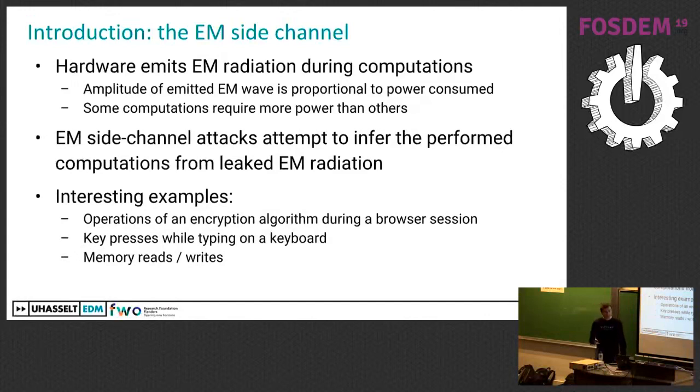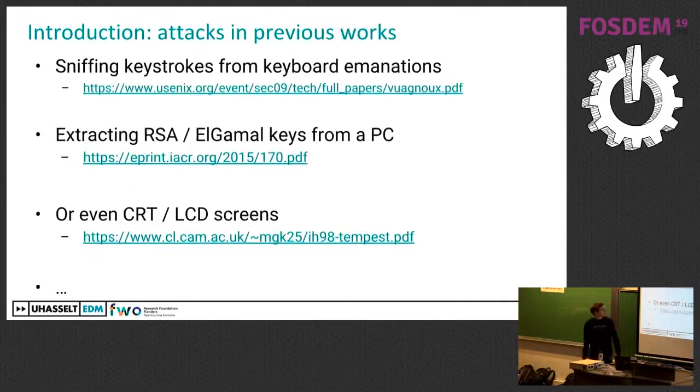Electromagnetic side channel attacks try to do the reverse process. Based on the observed electromagnetic radiation, they try to infer what was being computed on the chip. Some interesting examples are performing encryption algorithms, where you would want to find out what the secret key was, or even just pressing a key on your keyboard, because this will also produce some current in your keyboard, and this will be observable in the electromagnetic spectrum. And lastly, memory reads or writes. Those are all interesting things that you could observe as an attacker.